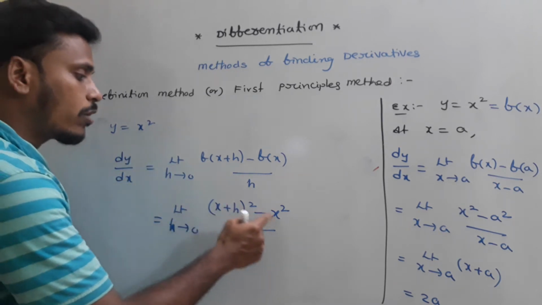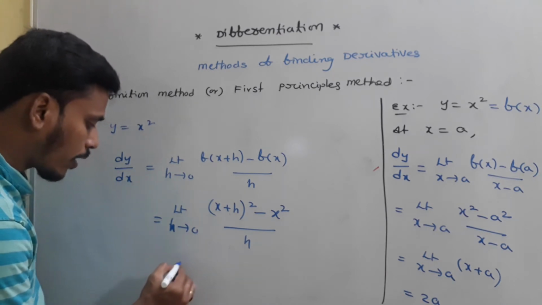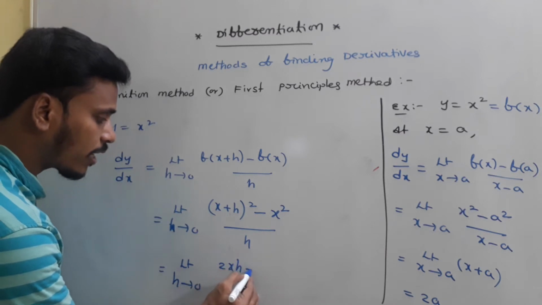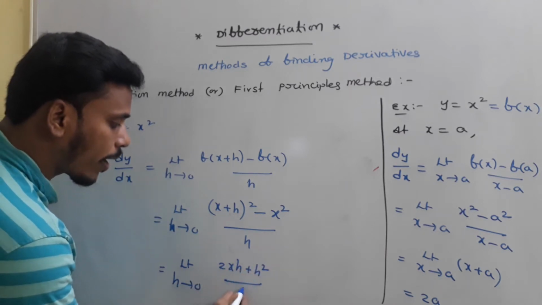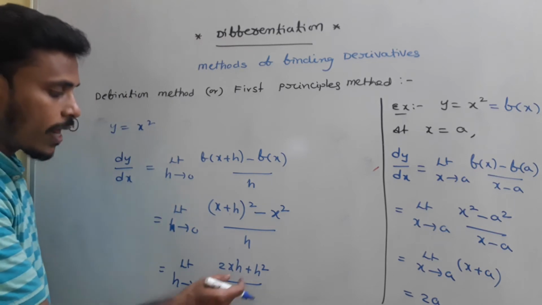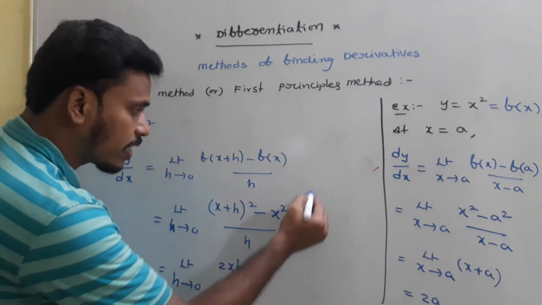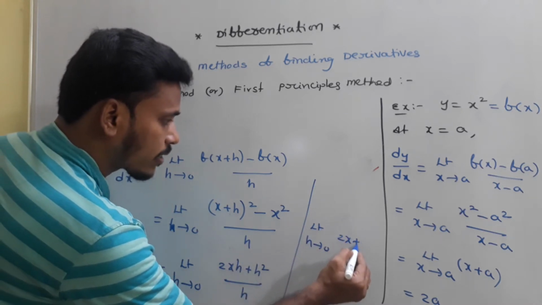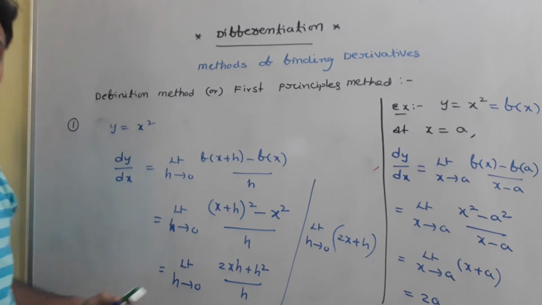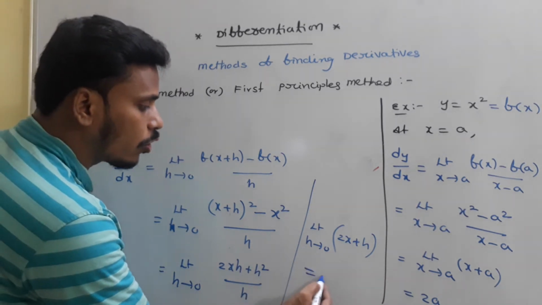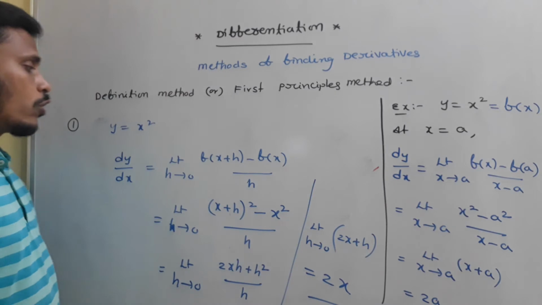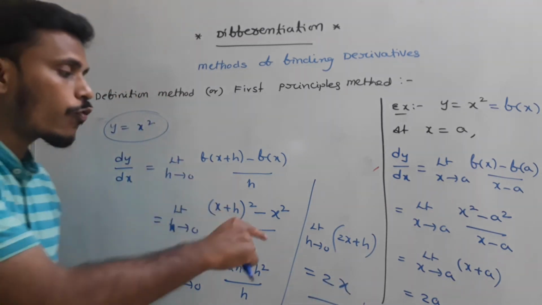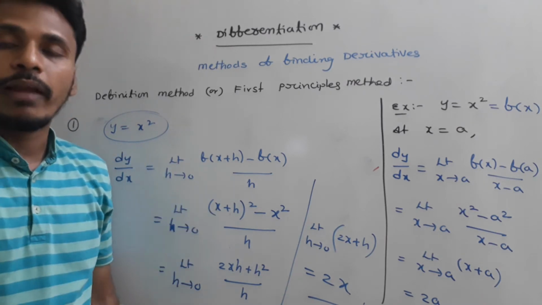Cancel out that x square and x square, then what are you left with? This is equals to limit h tends to 0 of 2xh plus h square divided by h. One h from the numerator and one h from the denominator get cancelled, and you are left with limit h tends to 0 of 2x plus h. As h is tending to 0, this answer is 2x. So in general, for y is equals to x square, the derivative is 2x. If you wish to find the derivative at a point a, then it becomes 2a.